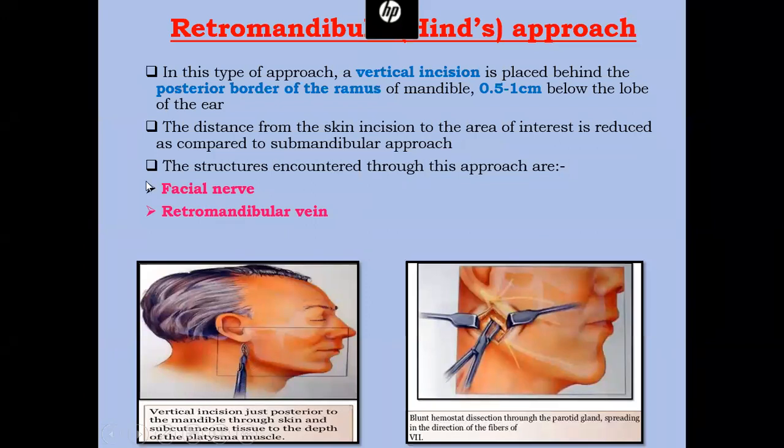Now the structures which are encountered during this approach are the facial nerve and the retromandibular vein, which is also known as the posterior facial vein. Here, as we can see in the diagram, the trunk of the facial nerve leaves the stylomastoid foramen. So it is very near to the earlobe, and we need to be very careful. To avoid this, we do a blunt dissection through the parotid gland, spreading in the direction of the fibers of the facial nerve.